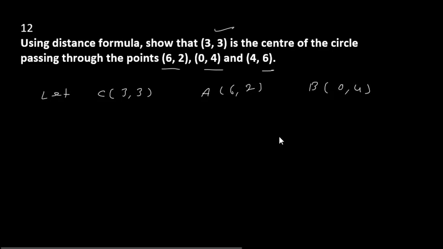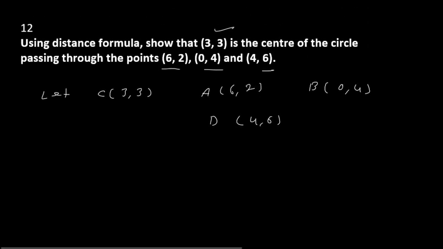The 12th problem: using the distance formula, show that 3, 3 is the center of the circle passing through these points. Now using the distance formula I have to show that this point is the center of the circle. If this point is the center of the circle, then the distance between this point and each of the other points will be the same. So I will say that C is 3, 3, A is 6, 2, B is 0, 4 and point D is 4, 6.